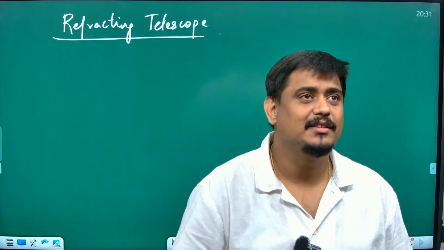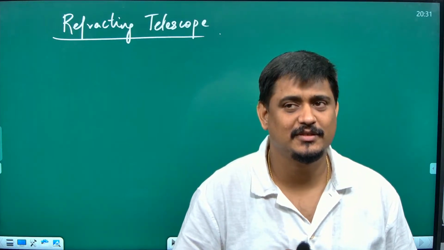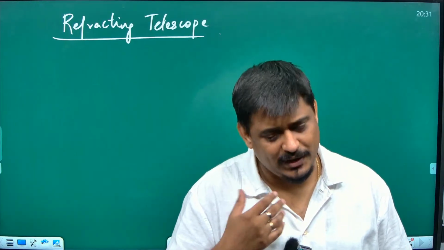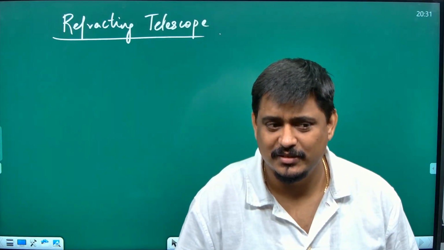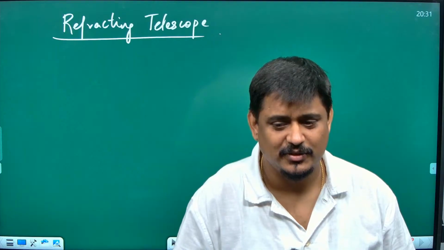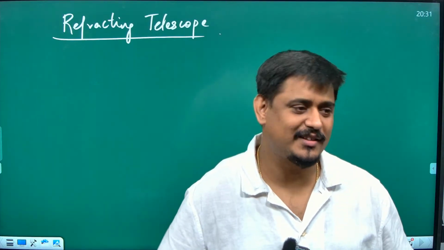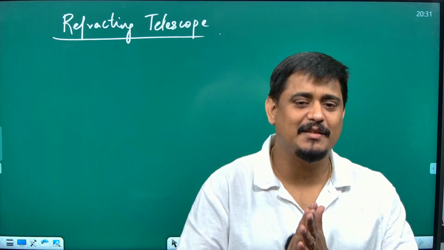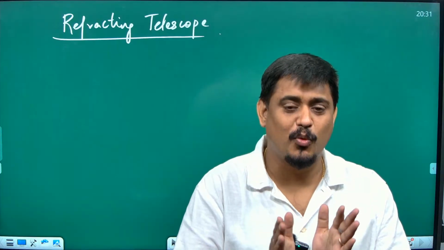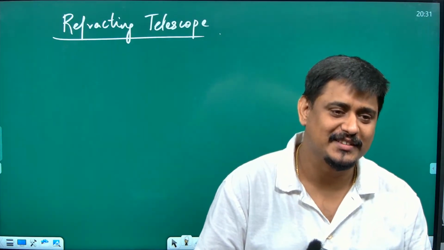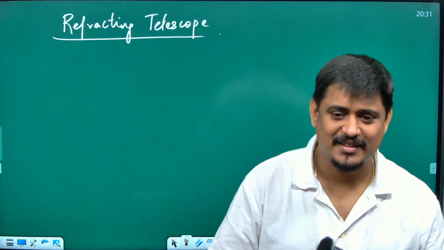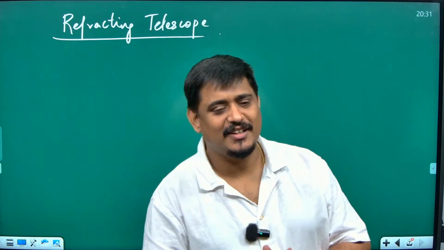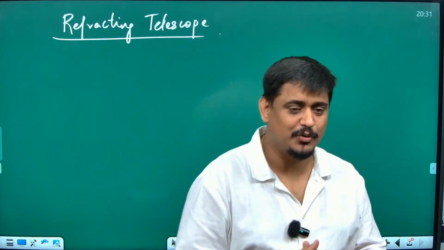Sir, a telescope is two or more microscopes bunched together. Oh, great, something new logic. So he says that a telescope is two or more microscopes merged together.